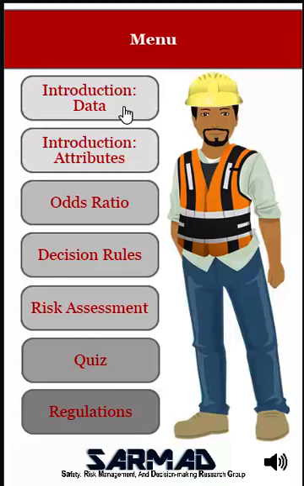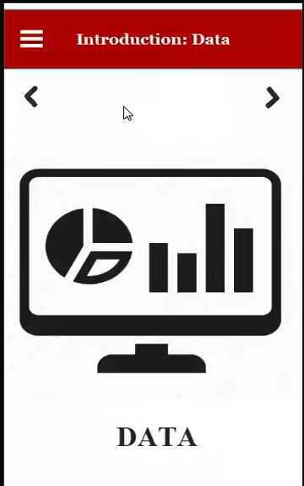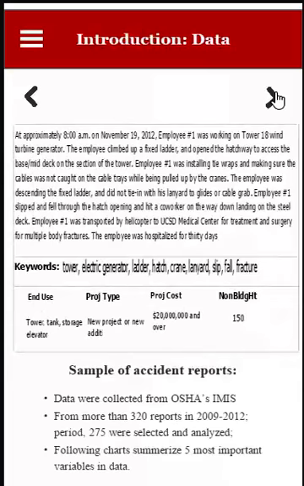By clicking on the Introduction button, you can obtain information about the database that is built into the program. Here you can see a sample accident report from OSHA's Integrated Management Information System database. More than 320 reports for electrical works from year 2009 to 2012 are incorporated into the program.